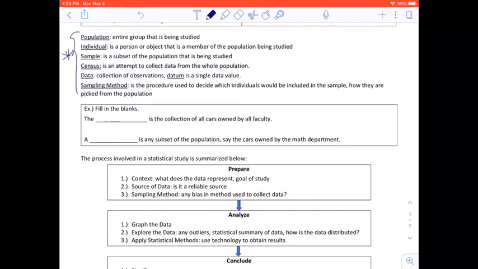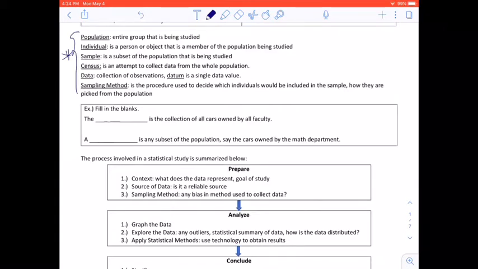Census is an attempt to collect all data from the whole population. Data is the collection of observations. Datum is a single data value. And sampling methods is a procedure used to decide which individuals will be included in the sample and how they're going to be picked from the population.